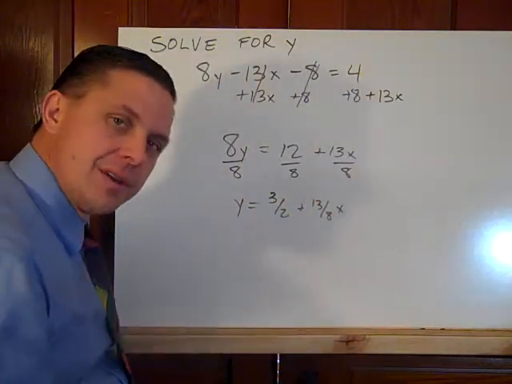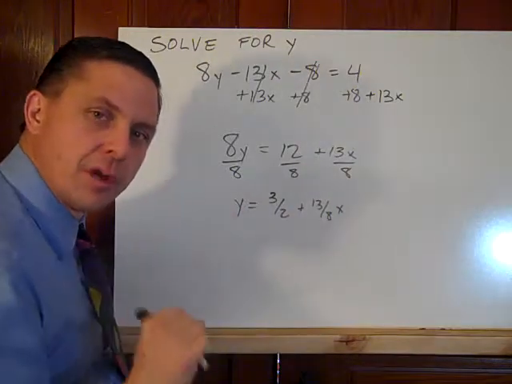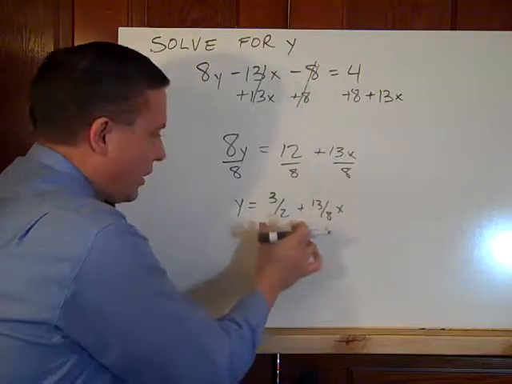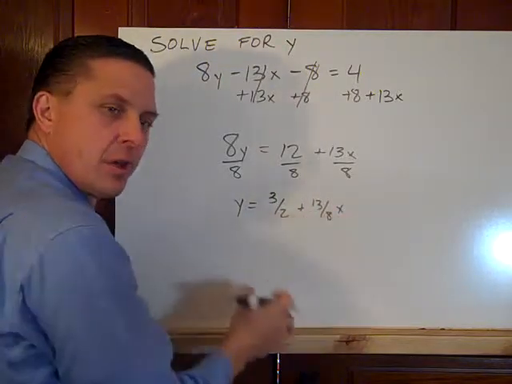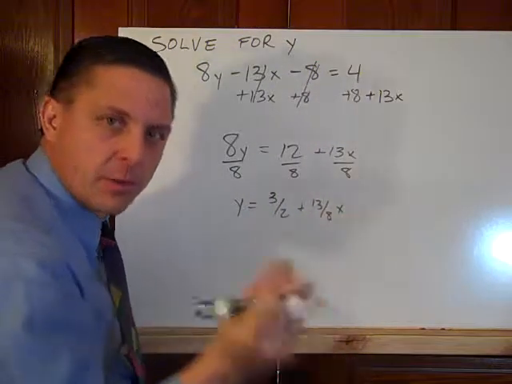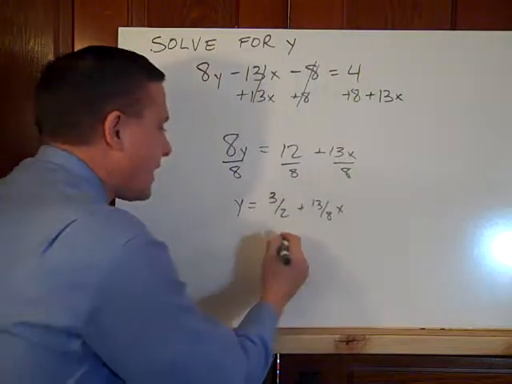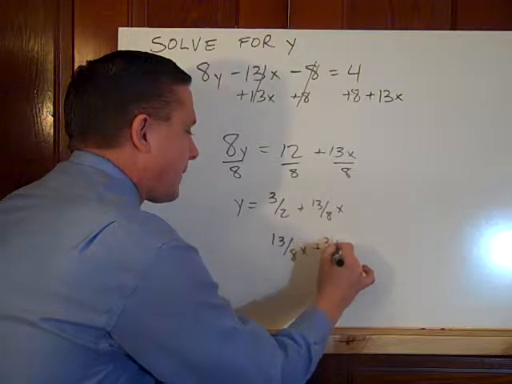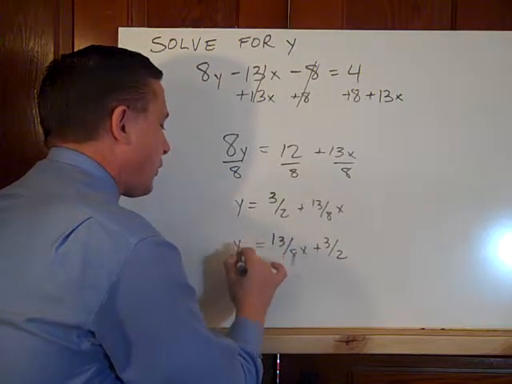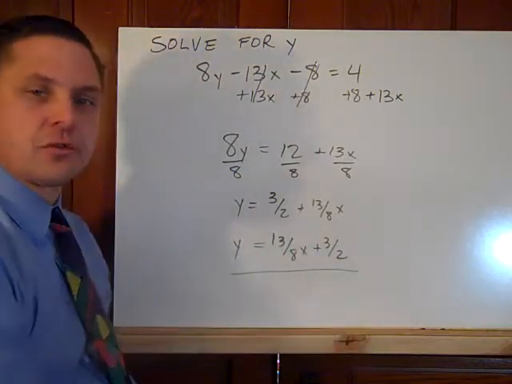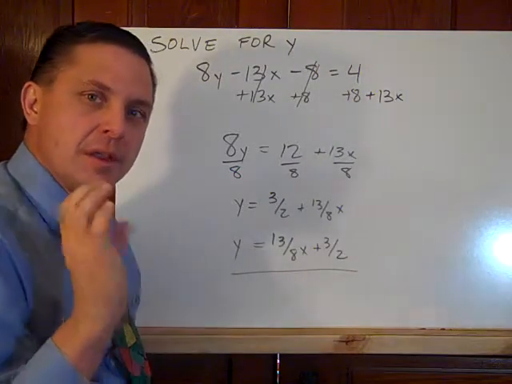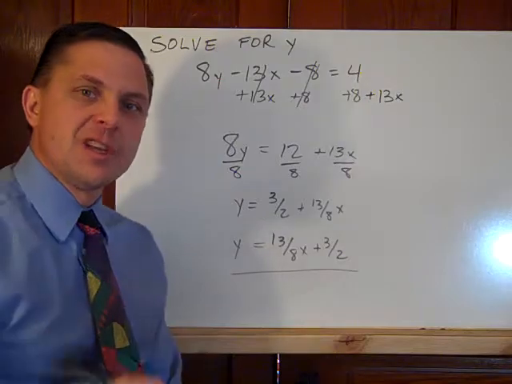Now, one small detail. This is correct. I will mark this right. But as we move forward, we always want the variable term first. So I have this term plus this term. 3 plus 4 is 7. Well, 4 plus 3 is still 7. And we'd like to put the variable term first. Solving multiple variable equations, same thing. It's all about equivalency and doing what we need to.